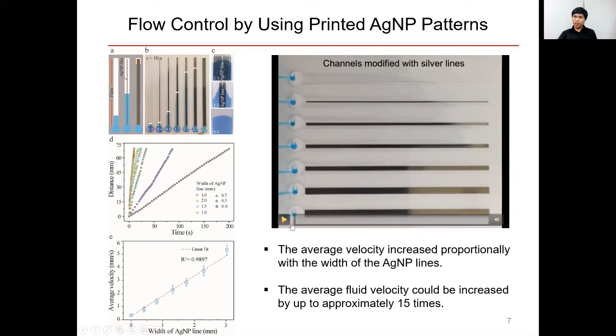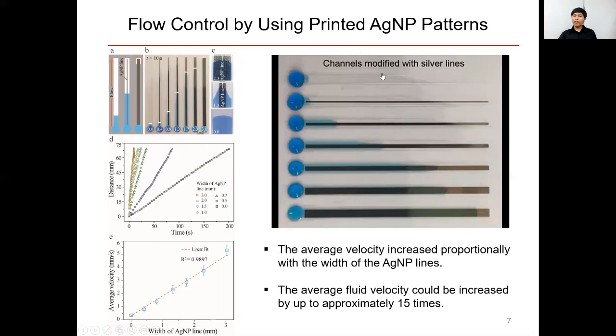You can see in this video a comparison between the modified silver line and the unmodified one. You can see very fast flow up to here, compared to the non-modified one, which is still here. It means the non-modified one takes longer to reach the end of the channel. This video is a real-time video. And we can increase the flow up to 15 times by modifying with the silver line.